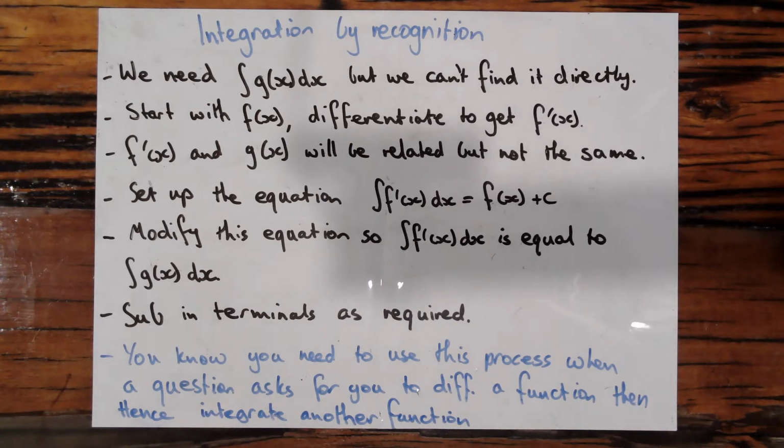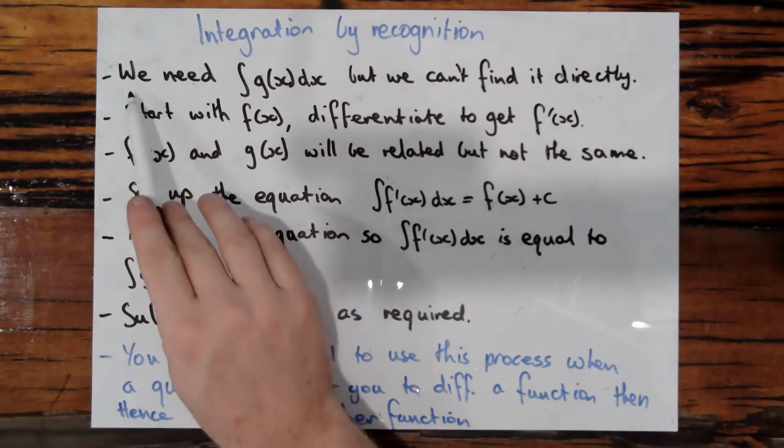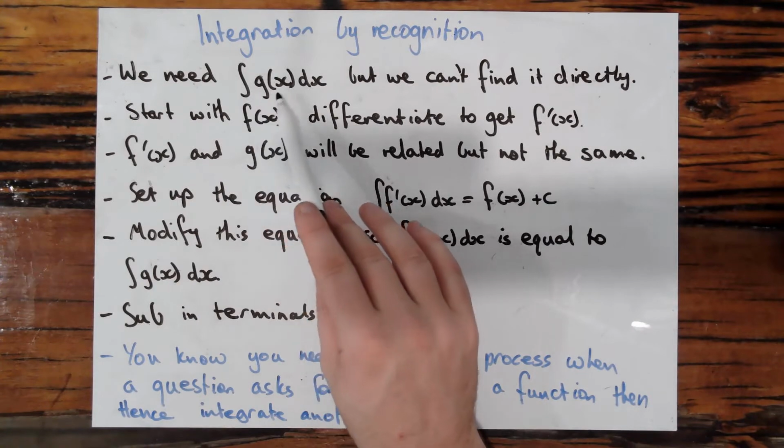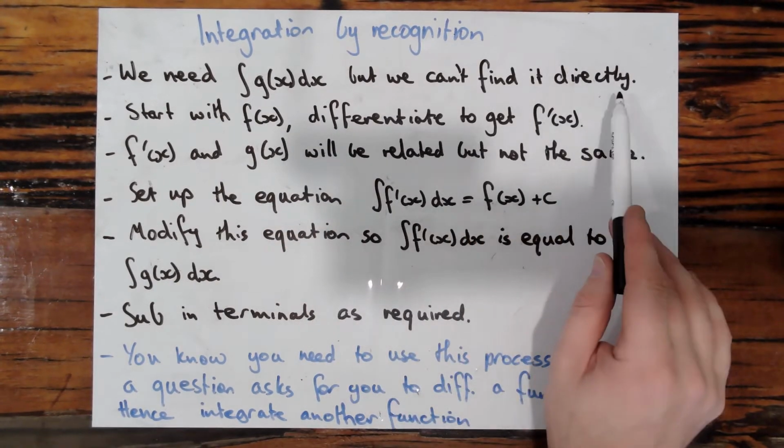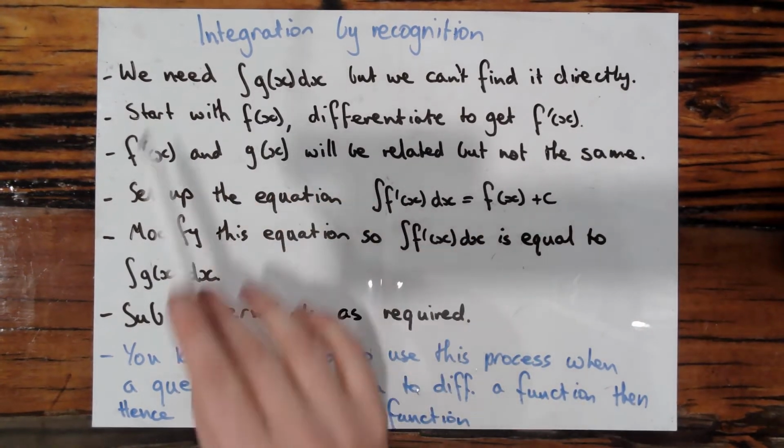Integration by recognition is something that comes up a lot on exams, but most of the textbooks I find don't actually do a very good job of explaining how this works. What we have is a problem where we need to integrate g of x dx, but we can't find it directly. We don't have the strategies or skills to do that.